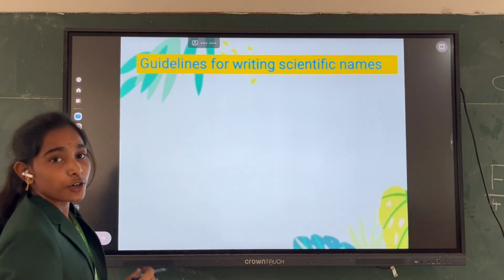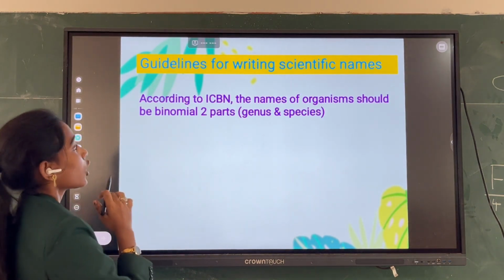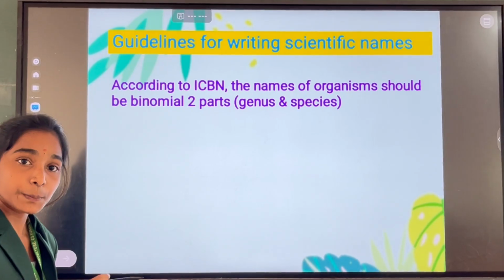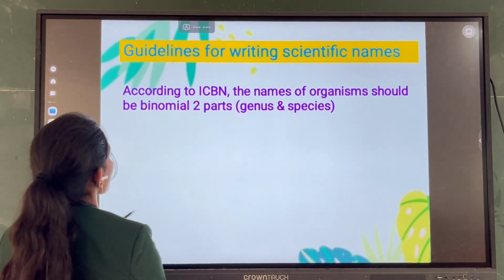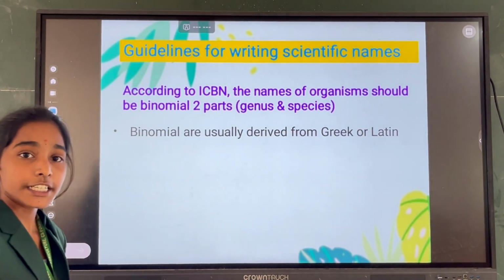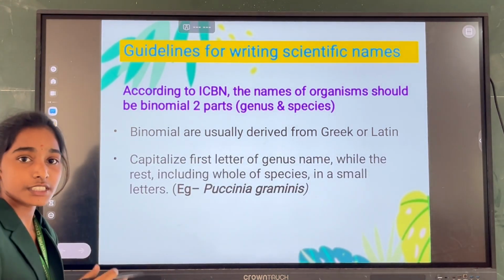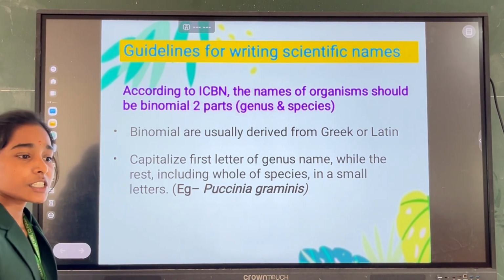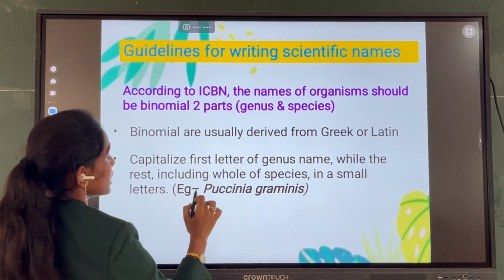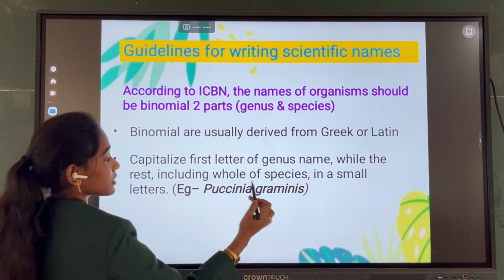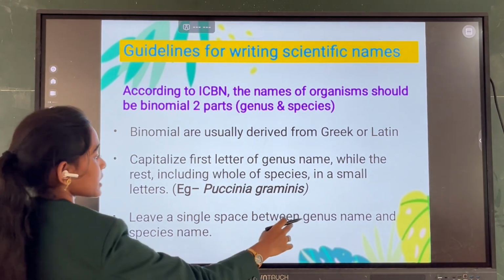Let's see the important guidelines for writing scientific names. According to the ICBN, the name of an organism should be in two parts: a genus name and a species name. Binomials are usually derived from Greek or Latin words, and we should capitalize the first letter of the genus name, while the rest, including the species, should be in small letters. For example, Puccinia graminis. Puccinia starts with a capital P and graminis starts with a small g. We should leave a single space between the genus name and the species name.